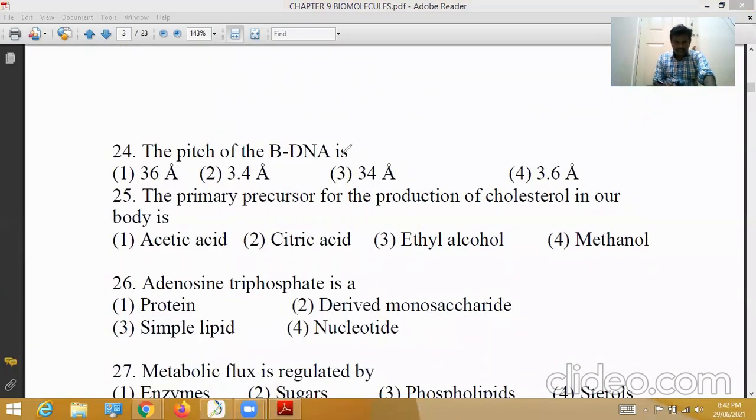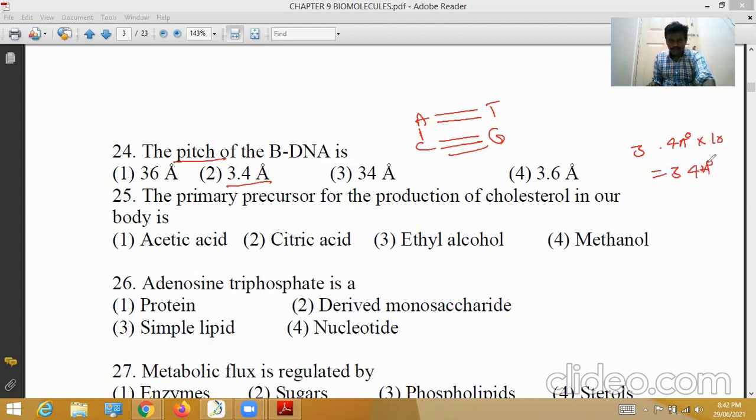24th question. The pitch of the B-DNA, generally. Pitch of the B-DNA means what? See, in a single turn, there are 10 base pairs. In between two adjacent base pairs, the distance is 3.4 angstroms. In B-DNA, 1 turn of a helical strand has 10 nucleotides. The base pairs of the DNA are stacked 3.4 angstroms apart. The pitch of the DNA is equal to 3.4 angstroms into 10, is equal to 34 angstroms.